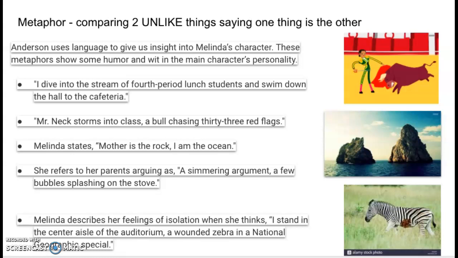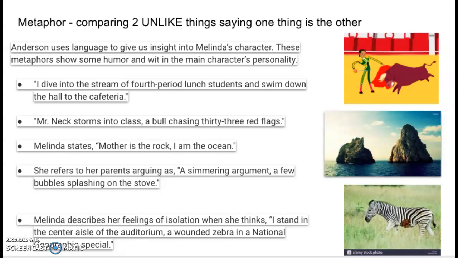In the second example, Mr. Neck storms into class, a bull chasing 33 red flags. We have a couple things going on here. We have Mr. Neck being compared to a bull, but we also have students being compared to 33 red flags. So let's break it down a little bit here. What might this be saying about Mr. Neck if we're comparing him to a bull? Well, it's probably saying that he's forward and aggressive. Bulls are pushy and charging towards the red flags.